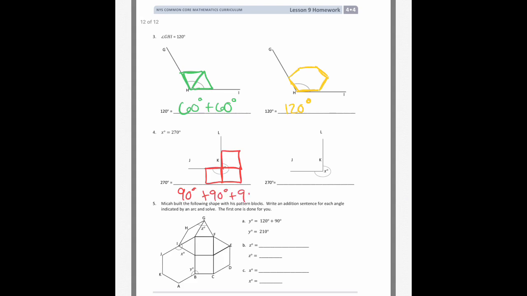And sorry if there's any background noise. My dogs won't leave me alone. Okay, so we have 90, 90, 90, which will give you 270.